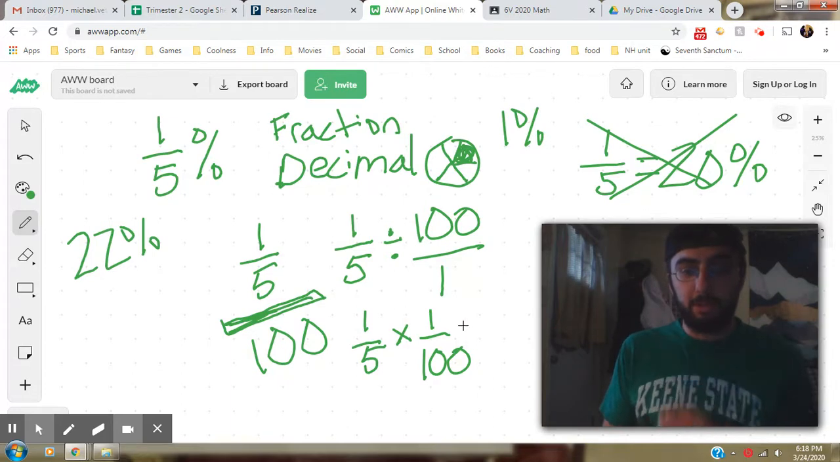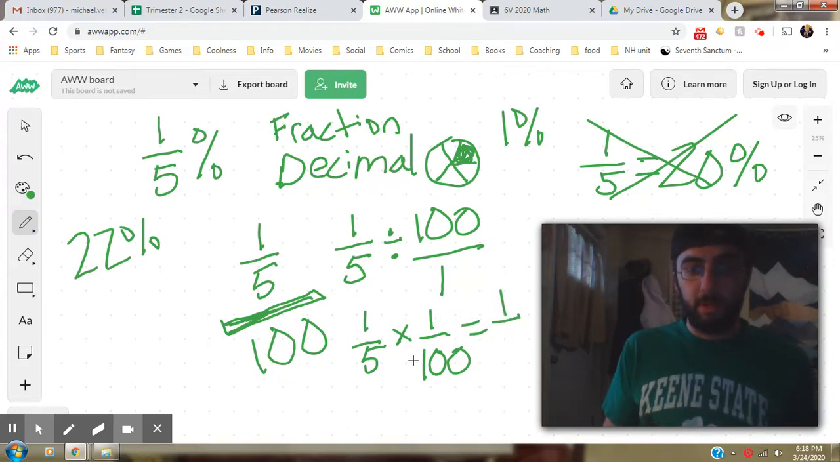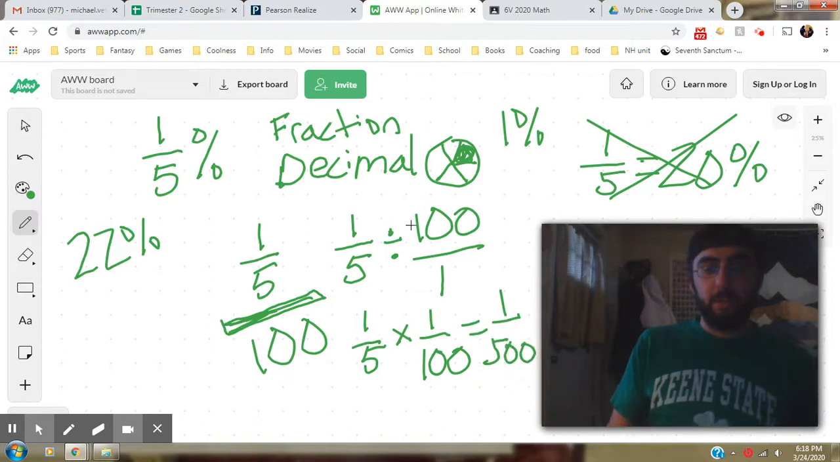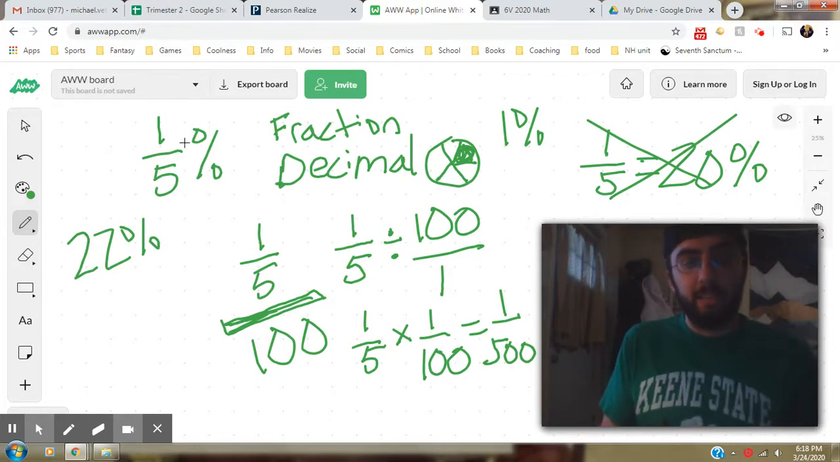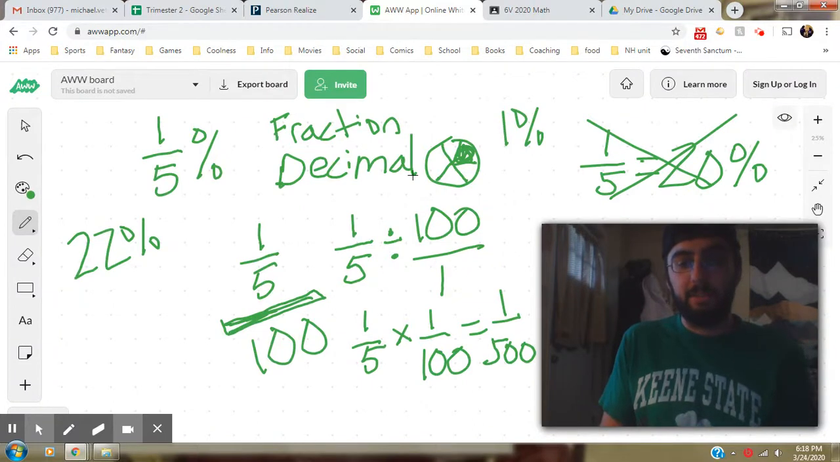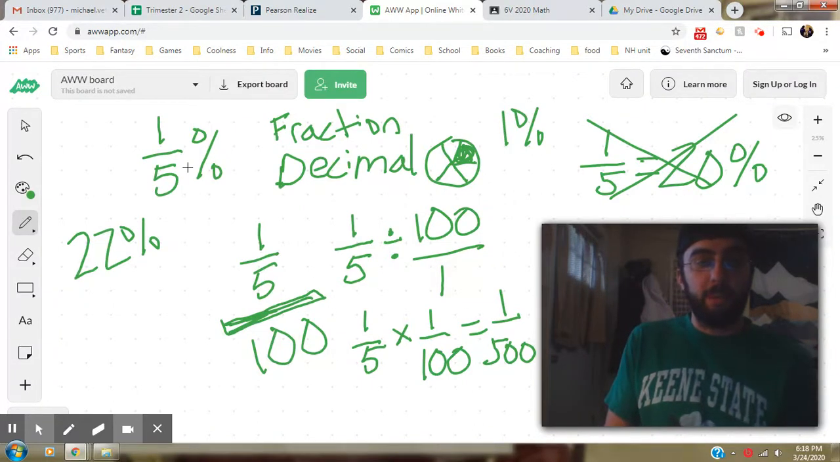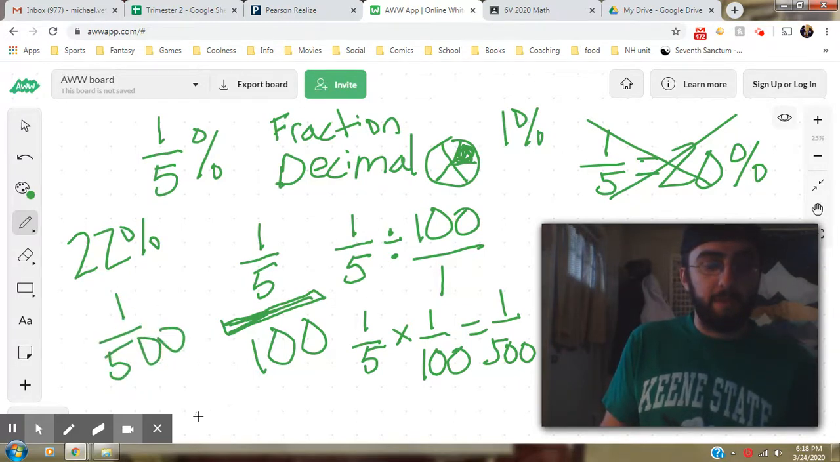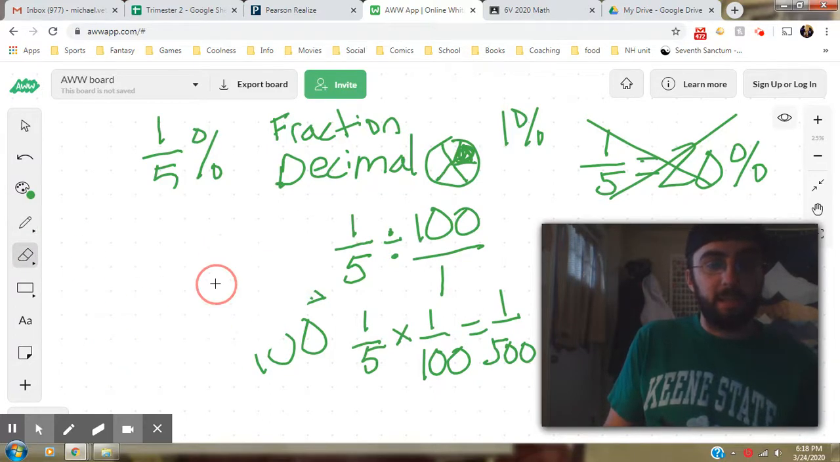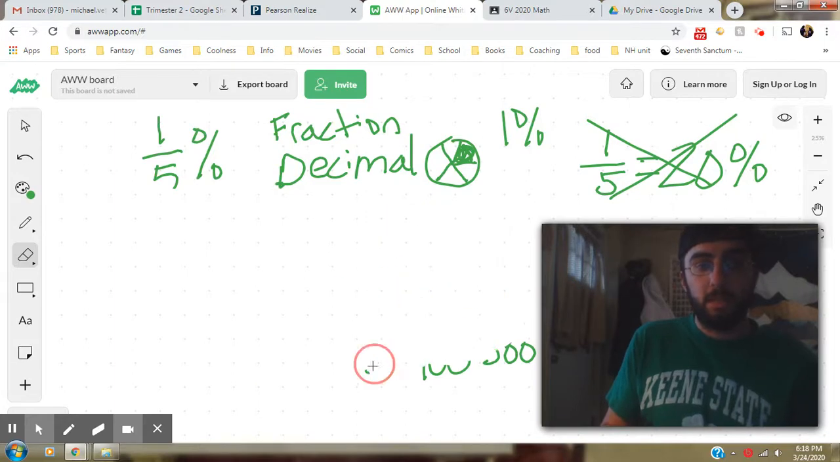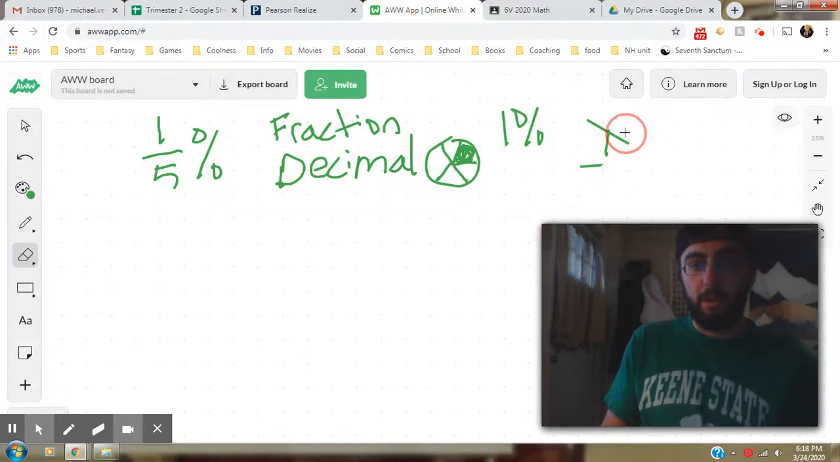So 1/5 times 1/100 is 1 times 1 is 1. 5 times 100 is 500. So 1/500th. So 1/5%. So that's just a fifth of a percent. So if we took up every little 1% and divided it into fives, this is what we'd get. So 1/5% as a fraction is 1/500th.